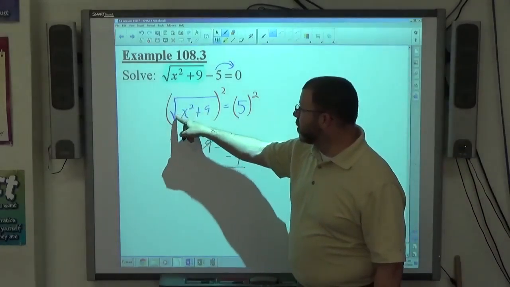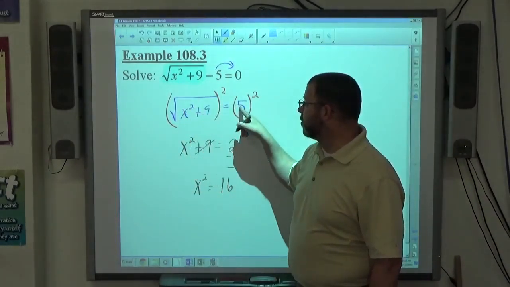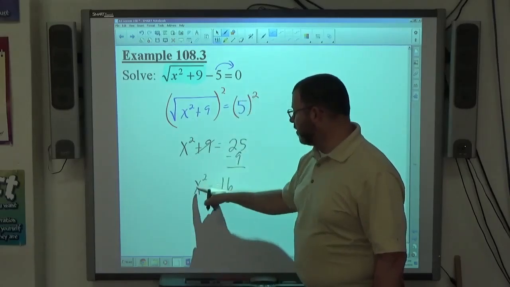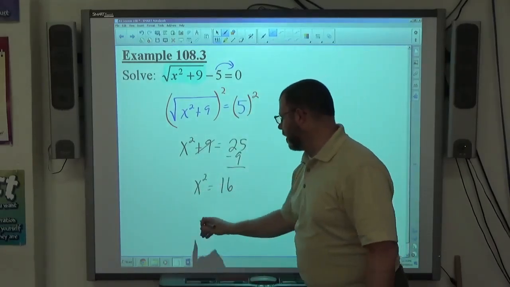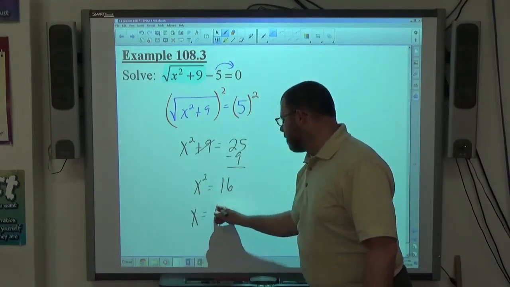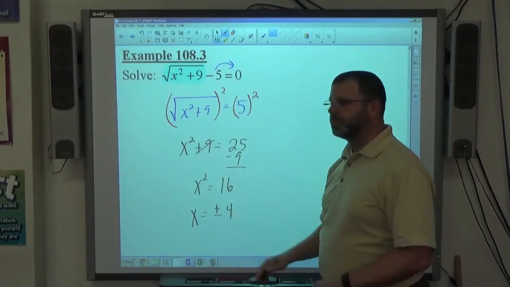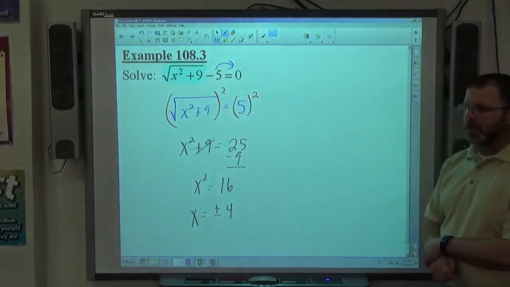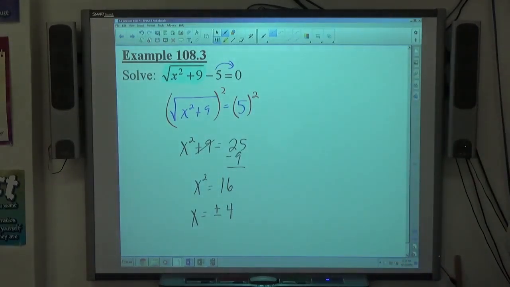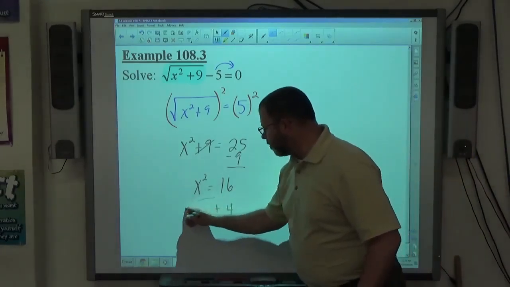Notice this says square root of x squared plus 9 equals 5. We squared both sides. This says x squared equals 16. We're going to square root both sides. And this time I'm going to put the square root on myself, so I have to put a plus or minus there. So x should equal either plus or minus 4. Alright, and again, those represent my answers to this problem.